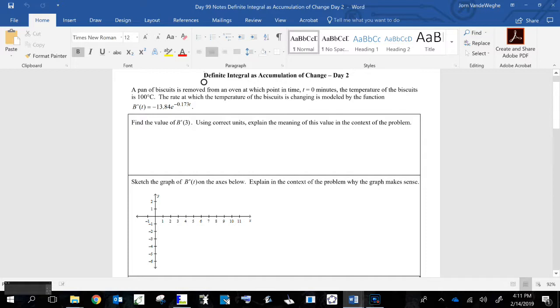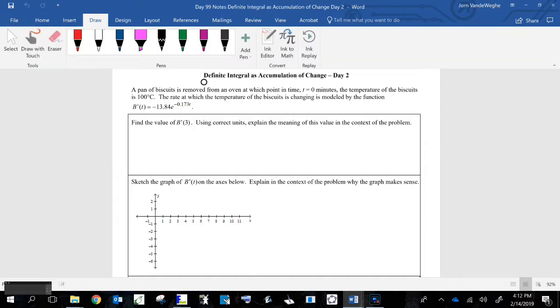So here a pan of biscuits is removed from an oven, at which point in time t equals 0 minutes. The temperature of the biscuits is 100 degrees. So usually this amount becomes important somewhere in the problem. The rate at which the temperature of the biscuit is changing is modeled by this function. It's nice that they called it b prime of t to remind us it's a rate. Okay?